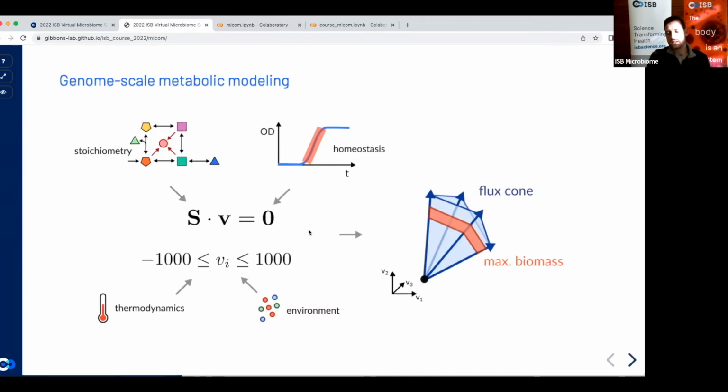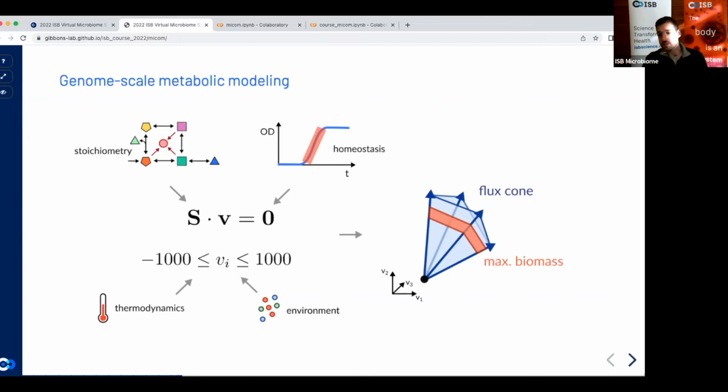Adding all these constraints in and then solving for our fluxes, we can find that region within the flux cone that corresponds with maximal biomass production, represented by this red band here. So this is great. We now have a subset of our solution space that corresponds with the overall evolutionary goal of this microbe that we're modeling, which is to maximize its growth rate.